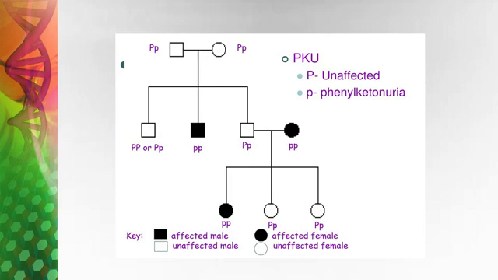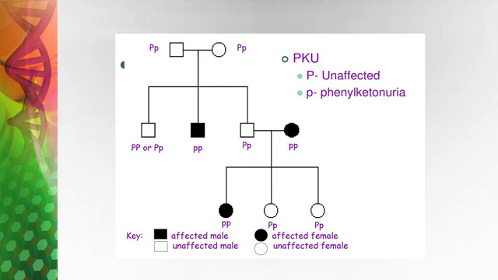Now, do you think phenylketonuria is autosomal or sex linked? You are correct if you say autosomal. Sex linked conditions usually affect males since they have only one copy of the X chromosome. In contrast, females have to inherit two copies of the causative allele. In the pedigree, we have one male and one female with phenylketonuria. So, this is an autosomal condition.